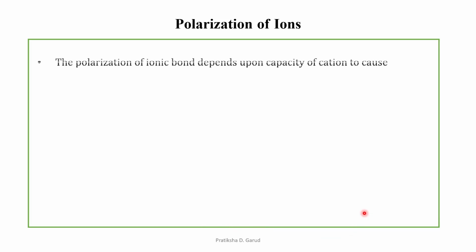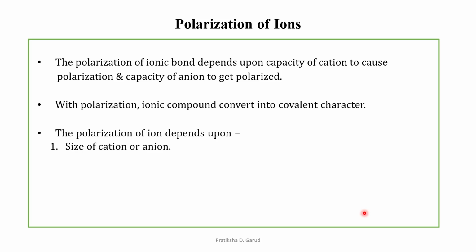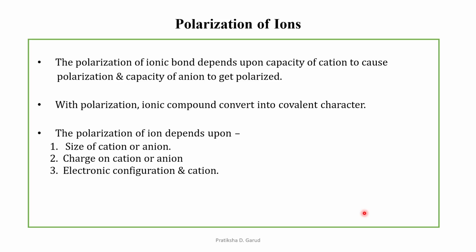Further, we can say that the polarization of an ionic bond depends upon the capacity of the cation to cause polarization and the capacity of the anion to get polarized. With polarization, an ionic compound converts into covalent bond character. The polarization of ions depends, first, upon the size of the cation or anion, then the charge on the cation or anion, and thirdly the electronic configuration of the cation. These are the three factors on which the polarization of ions depends.